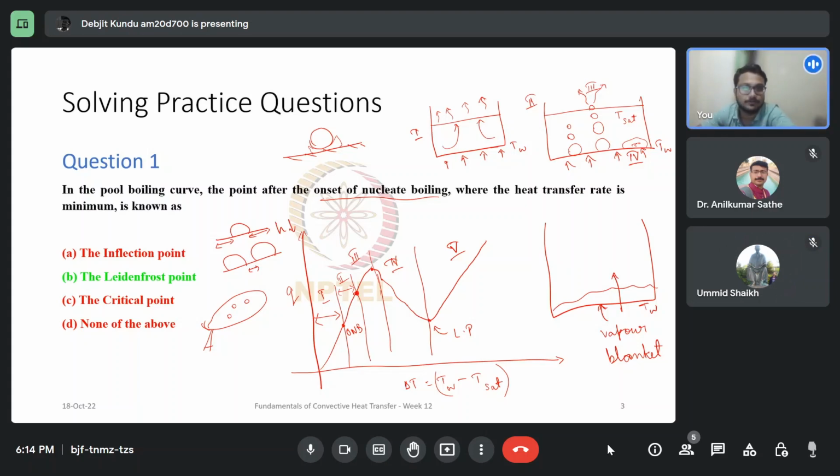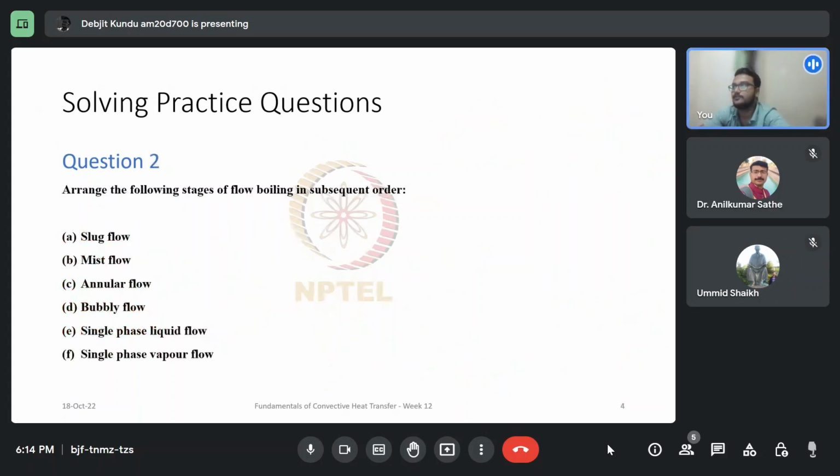So if there are no more questions, we will move on to question number 2. Arrange the following stages of flow boiling in subsequent order. So what is flow boiling? If I have a hot tube and I'm passing some liquid in it, and this entire tube is supplying some heat to it, and this liquid is eventually getting converted into vapor. But there are some very distinct stages of this happening.